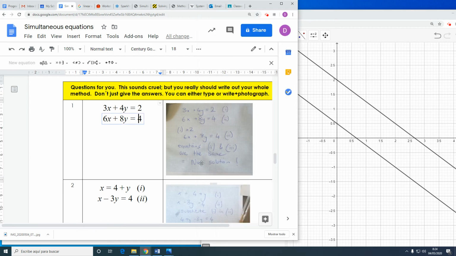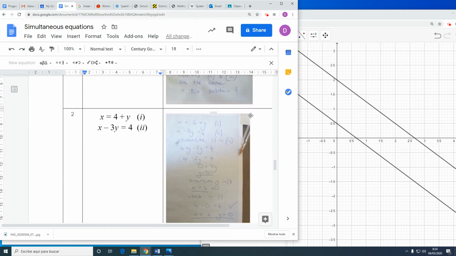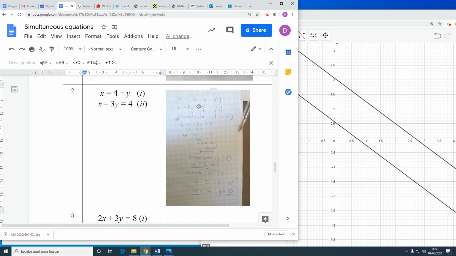So how do you say that? No solution. All right, now this one, I wrote it out algebraically again. I labeled my two equations, and then I said what I'm doing. Well, I had x on its own already in equation 1. So just substitute this equation into equation 2. That means take out that x and put this in instead. So we've got 4 plus y minus 3y equals 4. And then we just have to clean that up. Keep the 4 for now. y minus 3y is minus 2y.